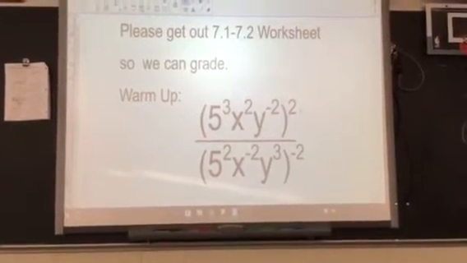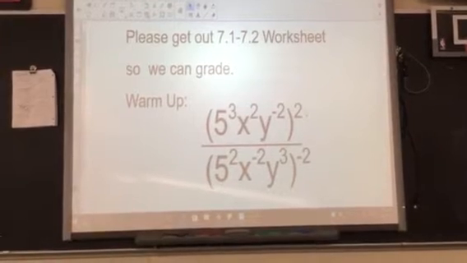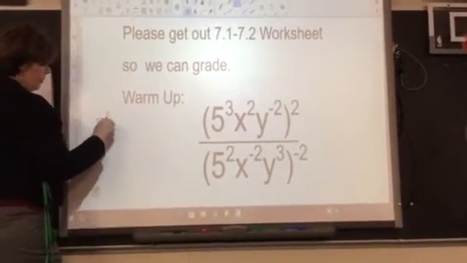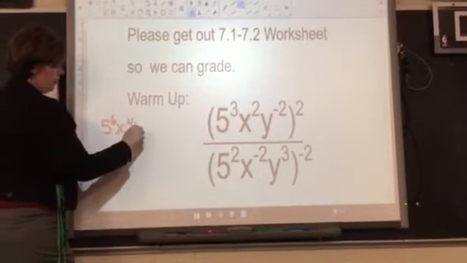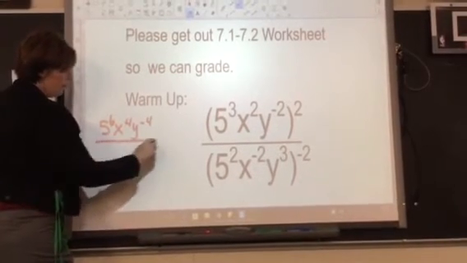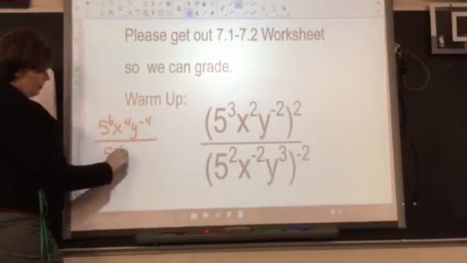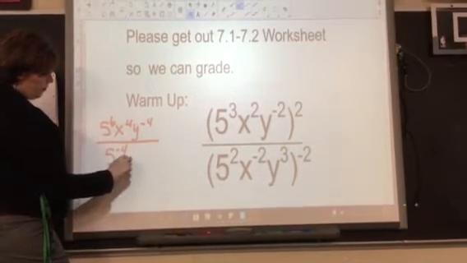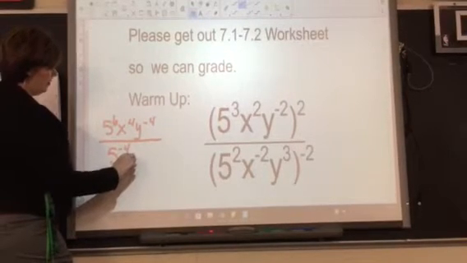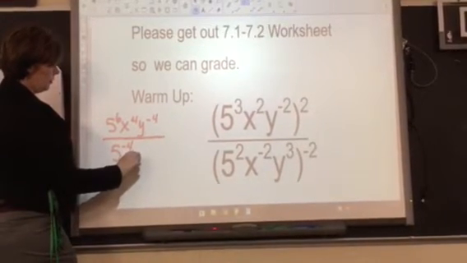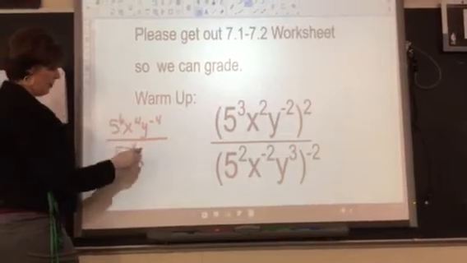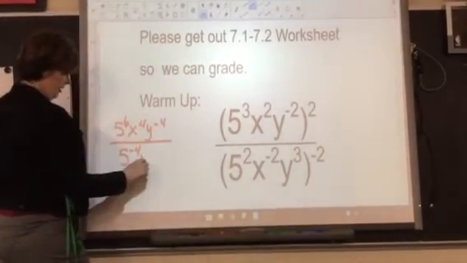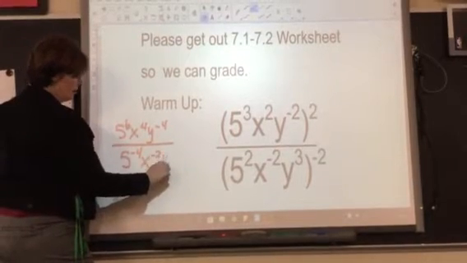Okay, so Will told us he got, Will, you said that you got 5 to the 6th, x to the 4th, y to the negative 4, right? 5 to the 6th, x to the 4th, y to the negative 4th over 5 to the negative 4. Shouldn't it be 5 to the 10th? It should be 5 to the 10th. We're going to talk about that. I want this to be a positive, is what I originally wrote that down as. X to the negative 2, y cubed.